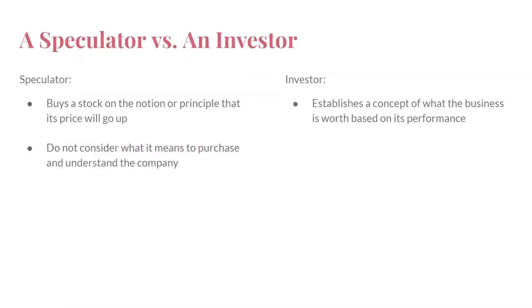In short, an investor takes time to establish a concept of what the business is worth based on its performance, whereas a speculator gambles and makes decisions based on the price of the stock in the market. An investor will establish a market price for themselves for a share in the company based on their framework of analysis, whereas a speculator will get the price for the stock from the market.